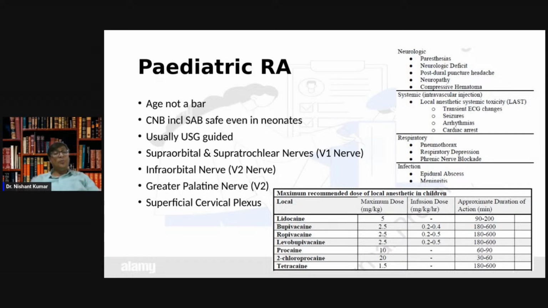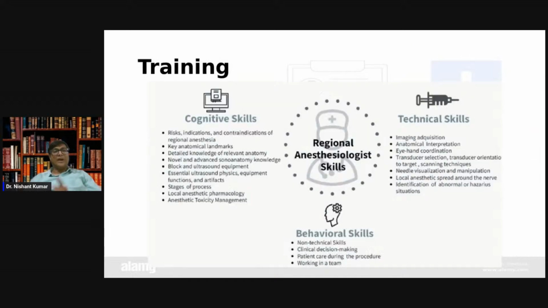Please don't withhold blocks in children. They feel as much pain as we do, and sometimes more. So, the notion that small children, infants, neonates don't feel pain is the greatest crime an anesthesiologist can commit. Please, children deserve adequate anesthesia. Don't withhold regional anesthesia just because of the complications and the fear of toxicity. You have to be safe, you have to be careful, you have to be an expert to administer drugs to children, but that is what should be practiced.